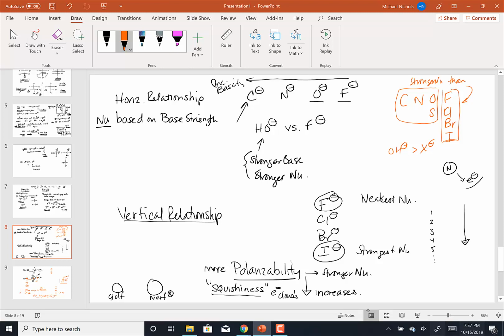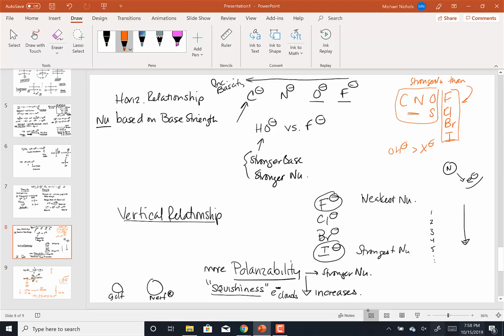Of course, if diagonal relationships go in the same direction, meaning down and to the left, then you can end up with them going in the same direction. It's when a diagonal relationship goes in opposite directions that the question is who wins, basicity or polarizability. In general, I would say basicity is more important than polarizability in terms of a horizontal versus a vertical relationship. And that's what you have here. You have the horizontal relationship of these four being more important than the halogens.